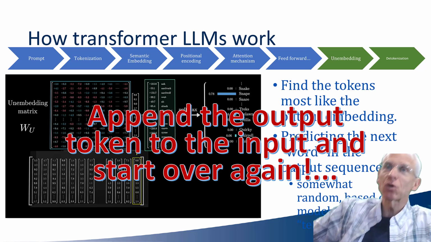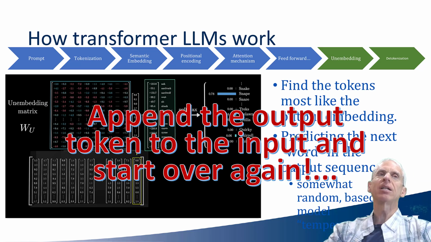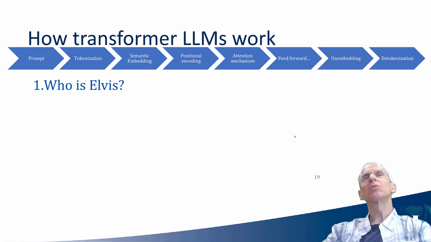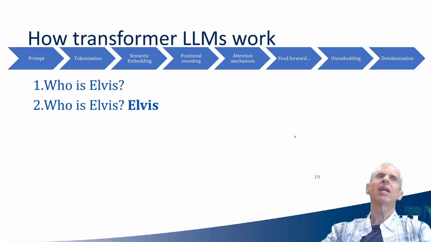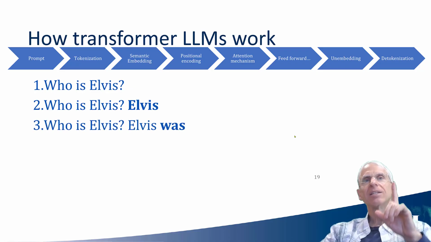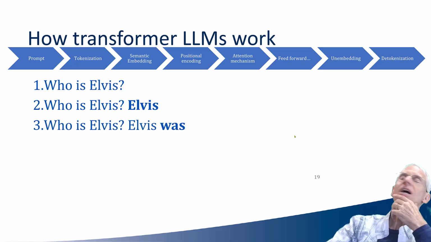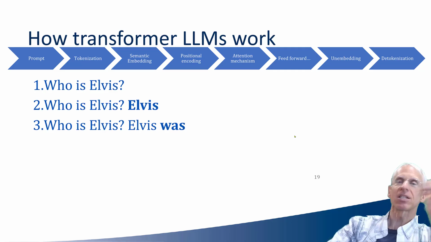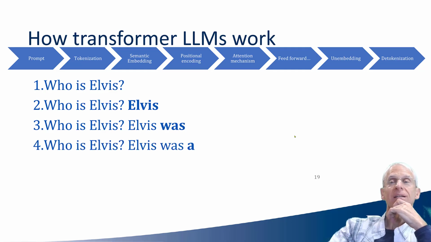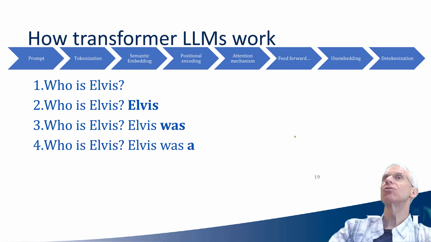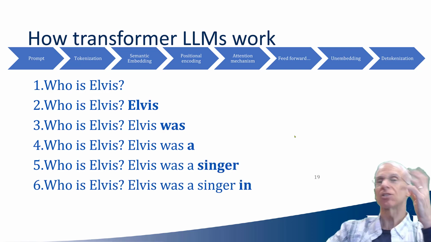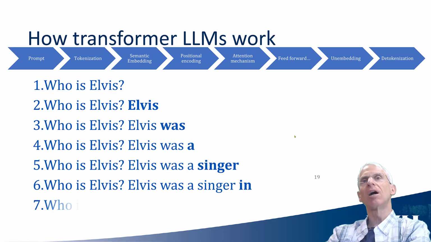All right, then we take the output. This is one run through this to predict one token. We take the output and then we feed it back in to start all over again. So for example, I could feed into a large language model, who is Elvis? And it would respond with, first, a single token, Elvis. Then, what comes after Elvis? Was. Elvis was. Then what would come next? It feeds it all through this whole process again. A. Then it feeds all this in through the whole process again. Singer. And so forth.